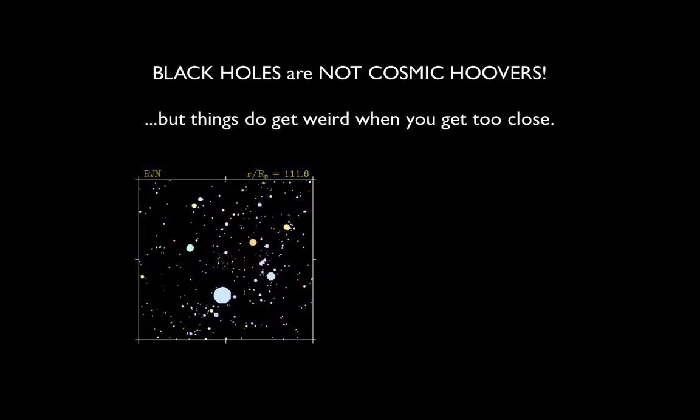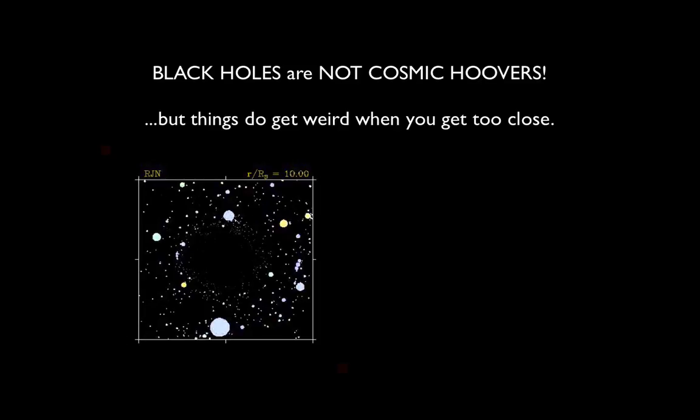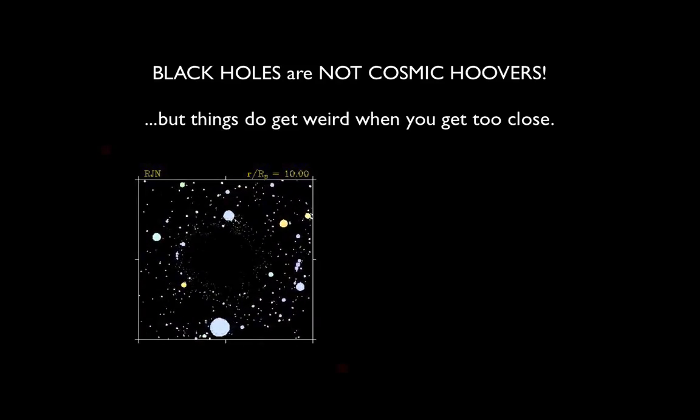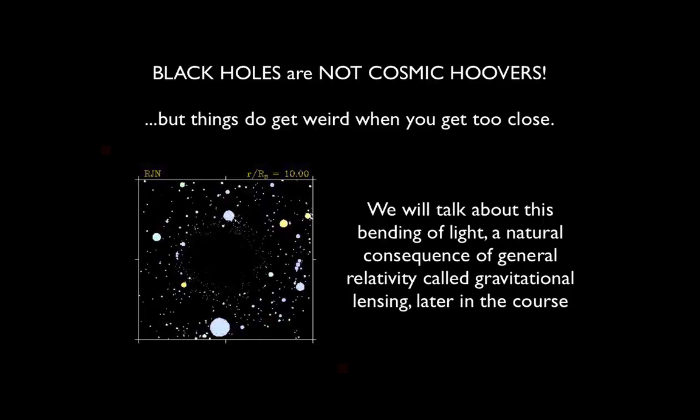And this movie here shows you what it would look like when you approached a black hole from a distance of 100 times the event horizon to 10 times the event horizon, and you'll see it goes by a little bit fast, but you'll see that the stars surrounding that black hole seem to be, the light from them seems to be bent away from the location of the black hole. And we're going to talk about this bending of light, which is actually a natural consequence of general relativity called gravitational lensing, a little bit later in the course.